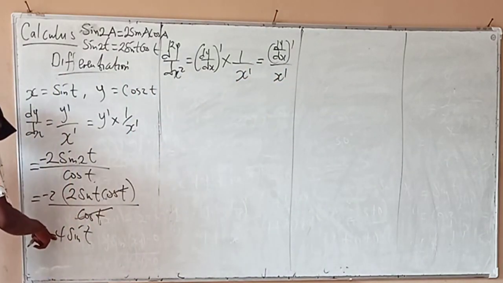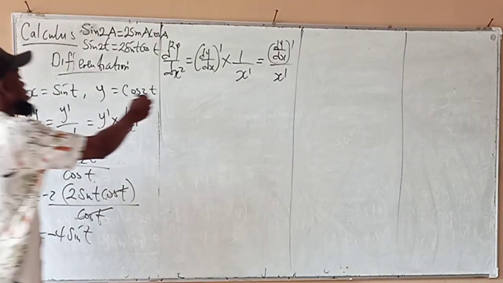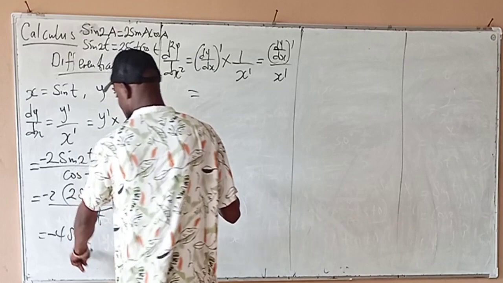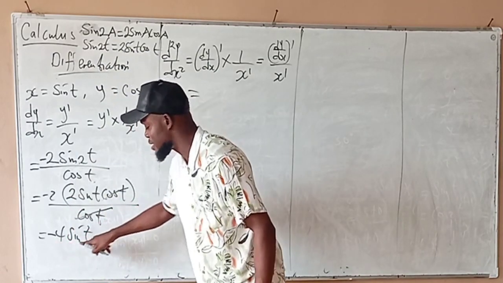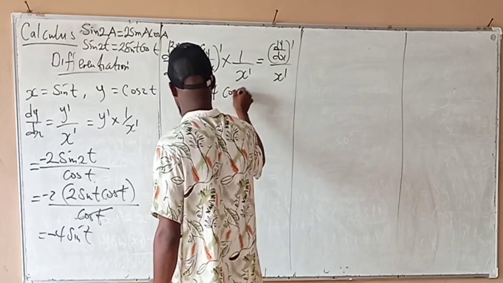Means differentiation of dy over dx again and divided by differentiation of x. That is d squared y over dx squared. Look at what I'm trying to say. Differentiate this dy over dx. Differentiate minus 4 sin t. Don't differentiate only sin t and leave minus 4. We're going to have minus 4 cos t.